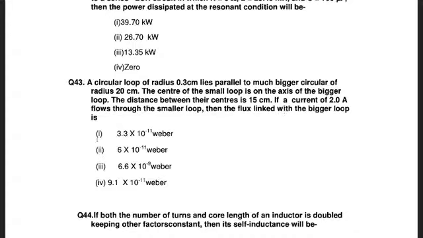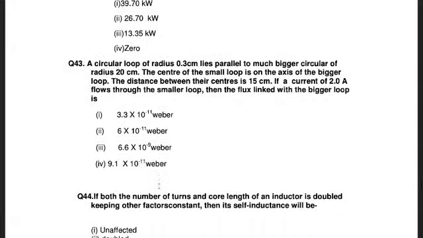Option 1, 3.3 into 10 to the power of minus 11 Weber. Option 2, 6 into 10 to the power of minus 11 Weber. Option 3, 6.6 into 10 to the power of minus 9 Weber. Option 4, 9.1 into 10 to the power of minus 11 Weber. Correct. The answer is option 4, 9.1 into 10 to the power of minus 11 Weber.